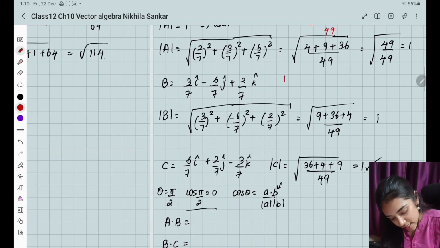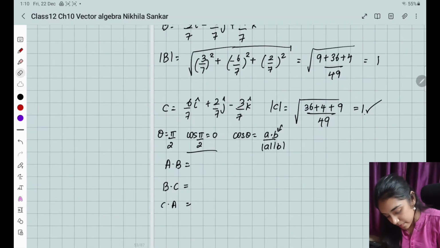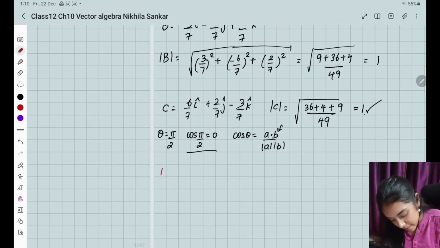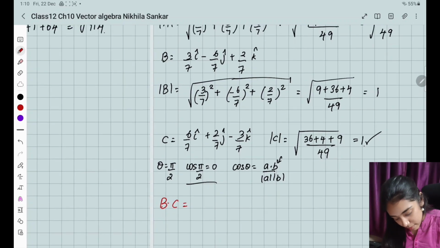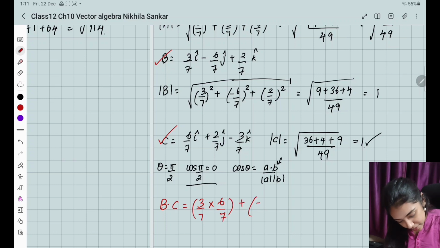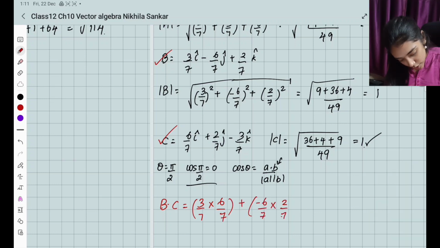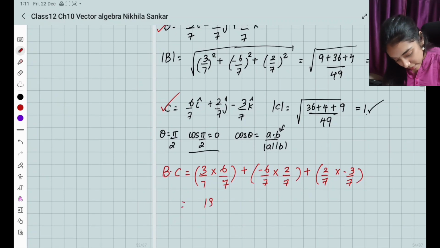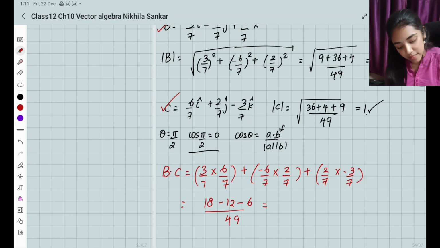So what is b dot c? B dot c is going to be, I'll write it here. When I multiply the values, here I have b, here c. So 3 by 7 into 6 by 7 plus minus 6 by 7 into 2 by 7 plus the last term is going to be 2 by 7 into minus 3 divided by 7. So when I multiply this, I have 18 minus 12 minus 6 divided by 49. This is going to be 18 minus 18, again 0. So I see that b is perpendicular to c.